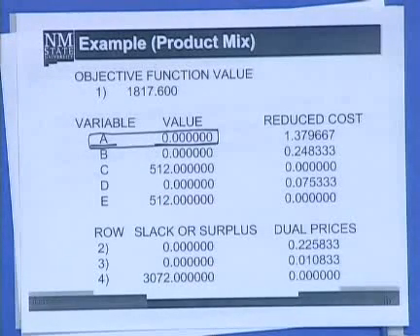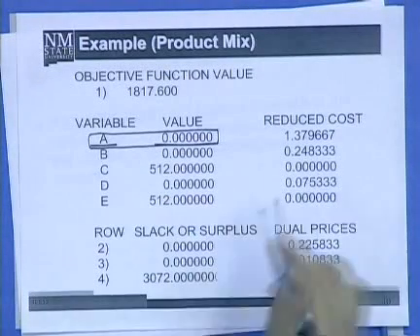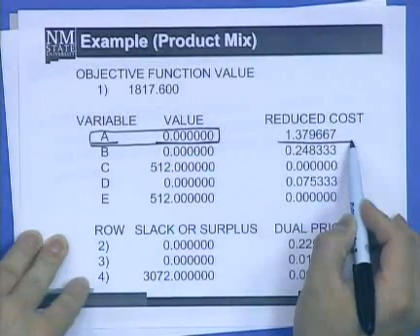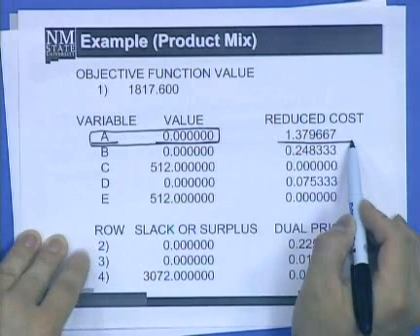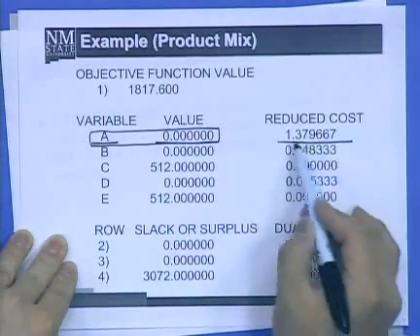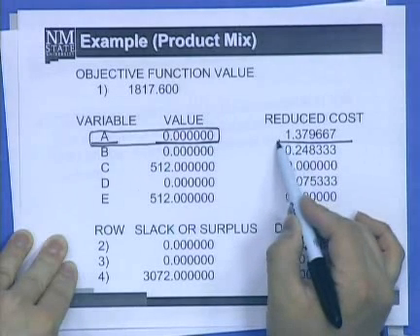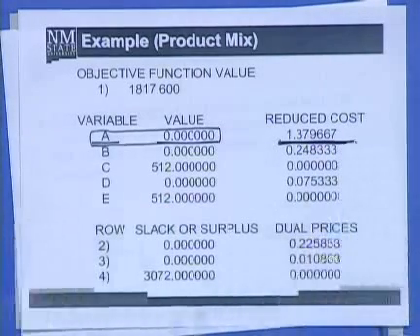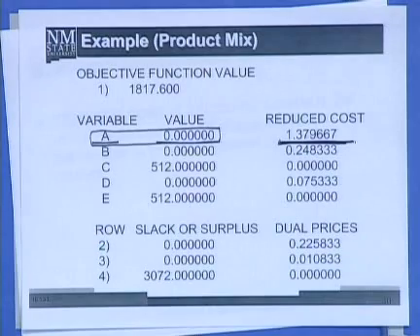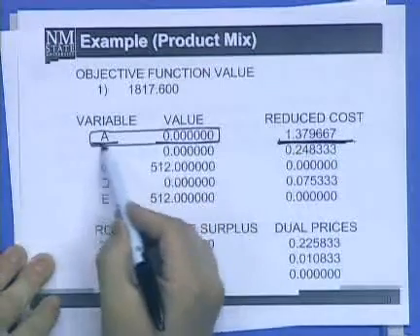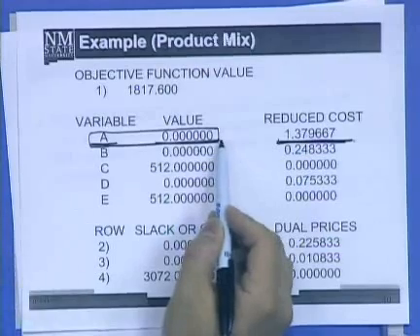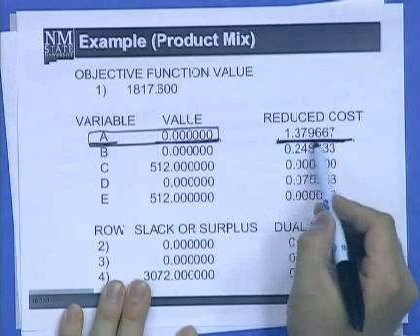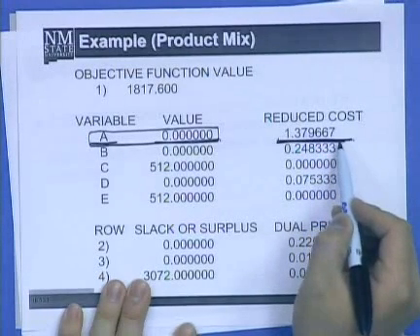That is, the variable A is non-basic. And the reduced cost is 1.379667. Is that right? Which tells us the profit will be reduced by 10 times this reduced cost value. Okay? So, if you produce 10 pounds of product A, then your profit will be reduced by 13.79667. Does that make sense?